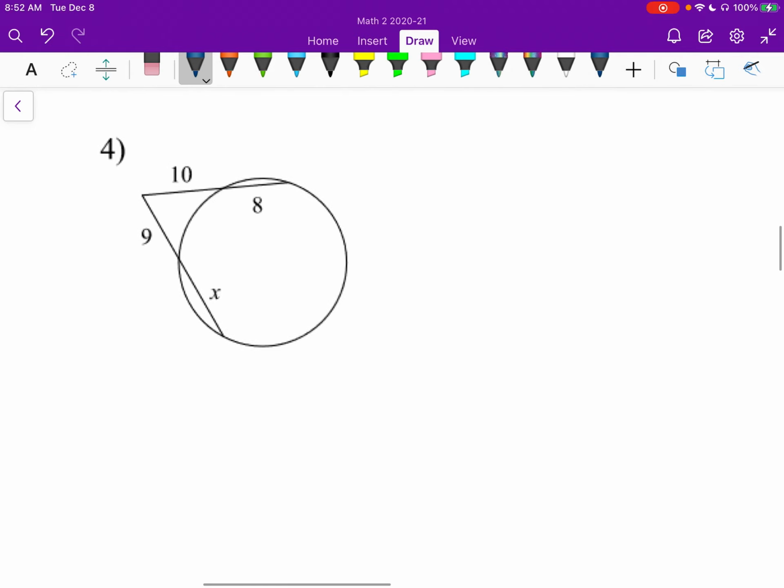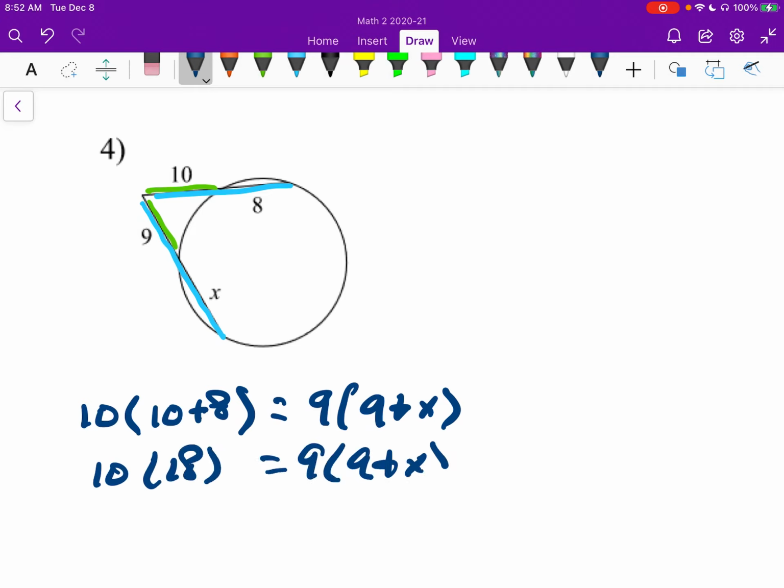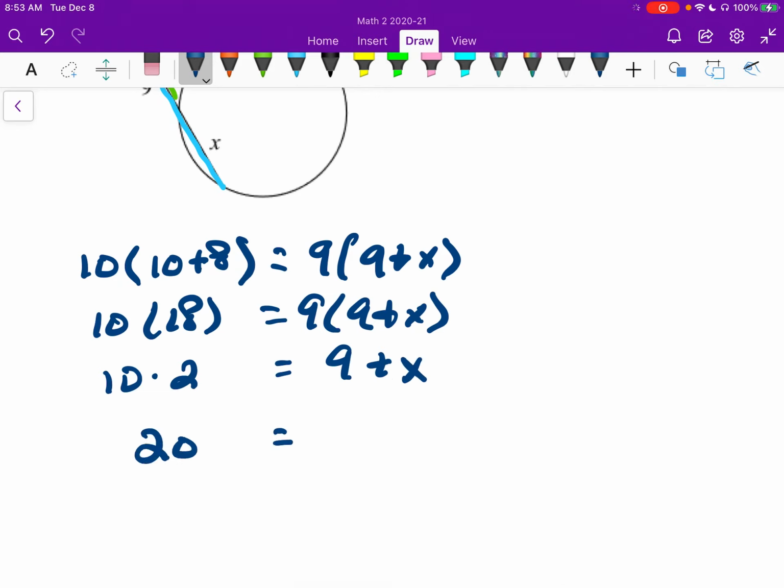Number 4. So we have, how do I want to draw this? Outside and the whole thing, and then we have another outside and the whole thing. All right? So I'll start off with the top one with the 10. So 10 is the outside. The whole thing is 10 plus 8. Then the other one's going to be the outside, which is 9, and then the whole thing, which is 9 plus x. So this is 10 times 18 equals 9 times 9 plus x. So if I divide by 9, I'd have 10 times 2 is 9 plus x. So 20 is 9 plus x. So 11 is x.